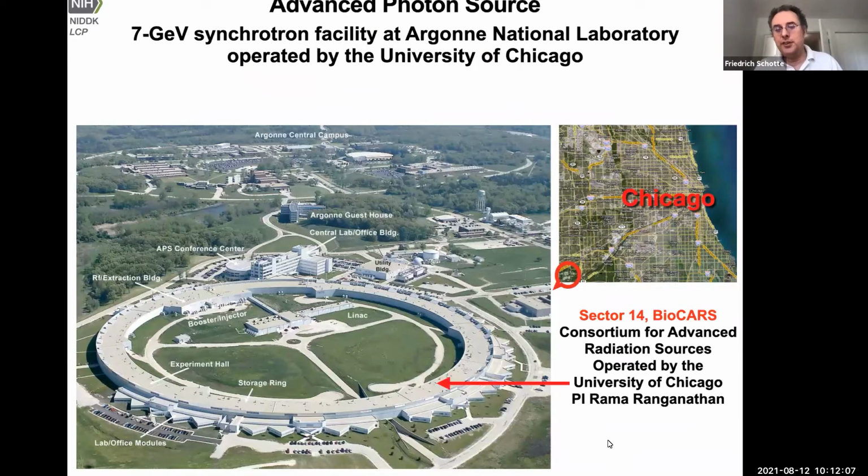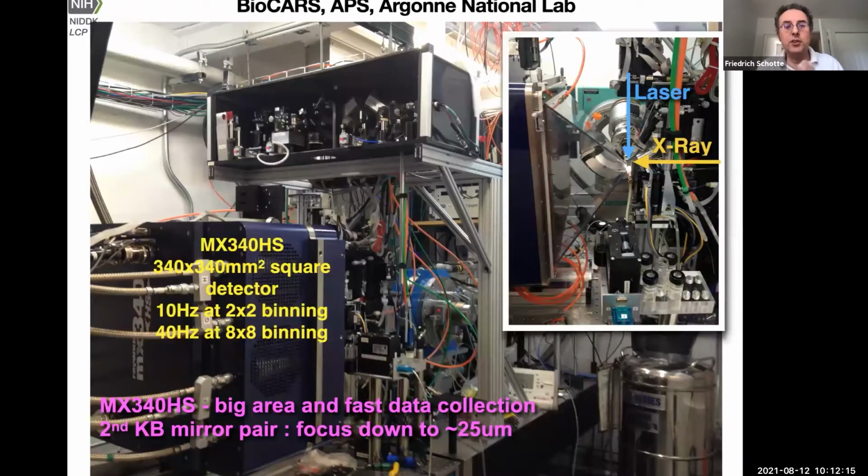So at this campus outside of Chicago, at the BioCARS beamline, sector 14. And this is how it looks in the experimental hutch. So we have a lot of equipment in a very small hutch. Especially the first thing you see, of course, is this big X-ray detector. And then, very important, a high-speed chopper to isolate single pulses.